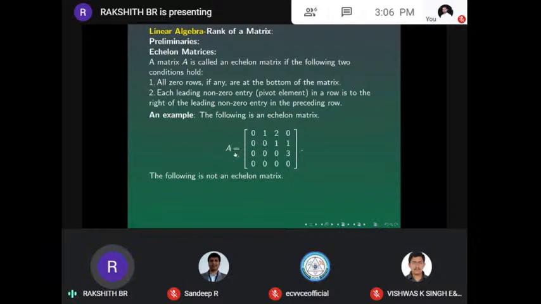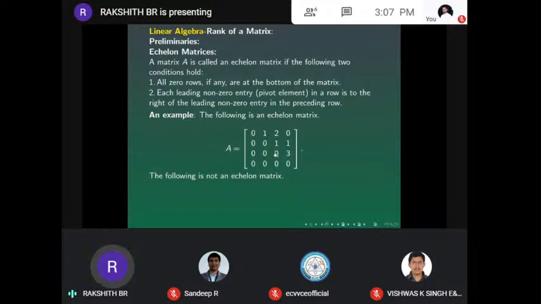If you look at this matrix A, you first observe that it has one zero row, but it's at the bottom. Fine, so it satisfies the first condition. And look into the leading non-zero entry in each row: it must be towards the right of the first non-zero entry in the preceding row. If I consider this second row, what's its first non-zero entry? It is nothing but a23, that is 1. This non-zero entry in the second row is towards the right of the first non-zero entry in the first row.